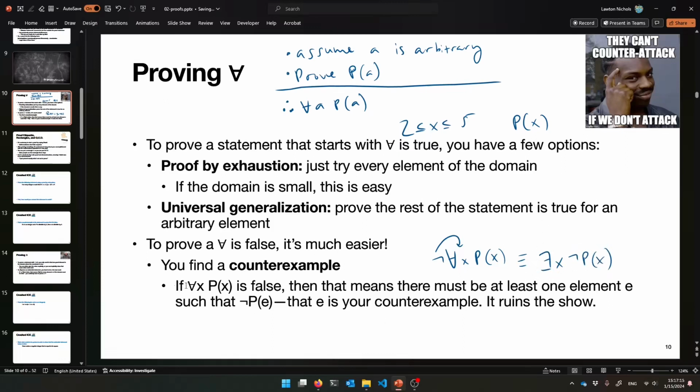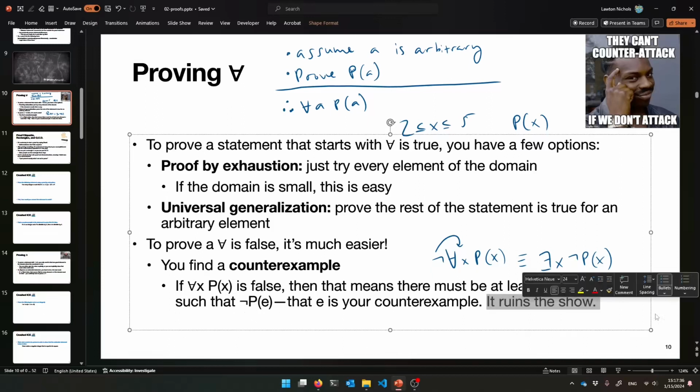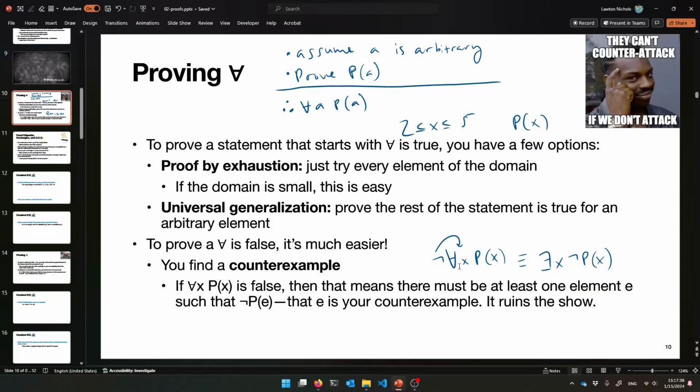So in words, if you're trying to prove that for all x, P of x is false, then there must be one element, call it maybe e or something, such that not P of e is true, or that P of e is false, right? Because then you found your one counterexample, that's what we call it, that shows that it's not true for everybody. There's one element, at least one, that doesn't work out. It ruins the show, ruins the party, everybody goes home. Okay, so that is much easier. You just got to find one good element of the domain if you're trying to prove a for all false. That's called a counterexample.